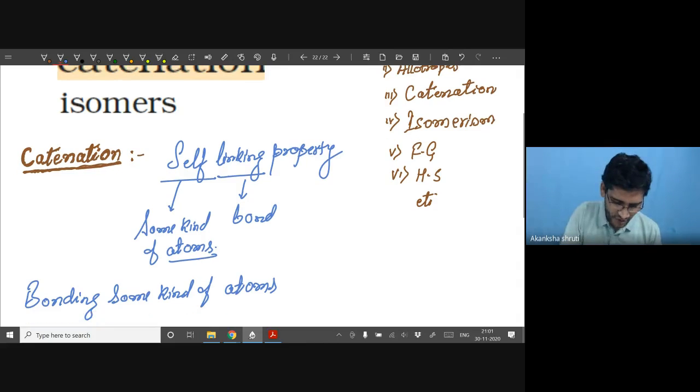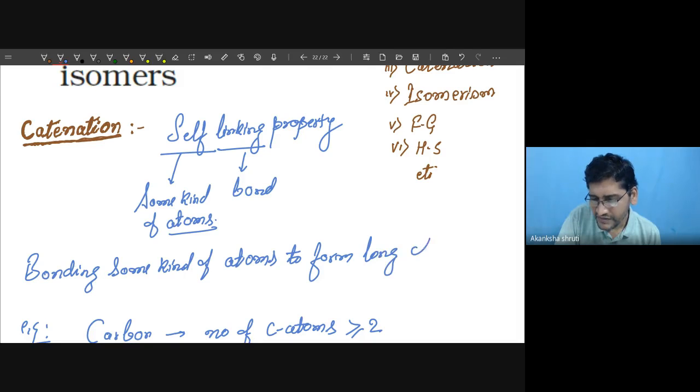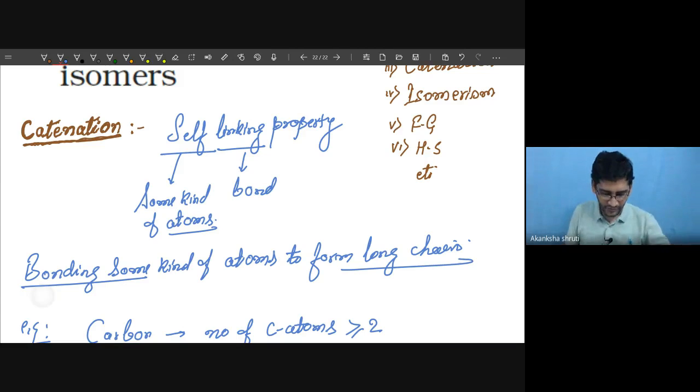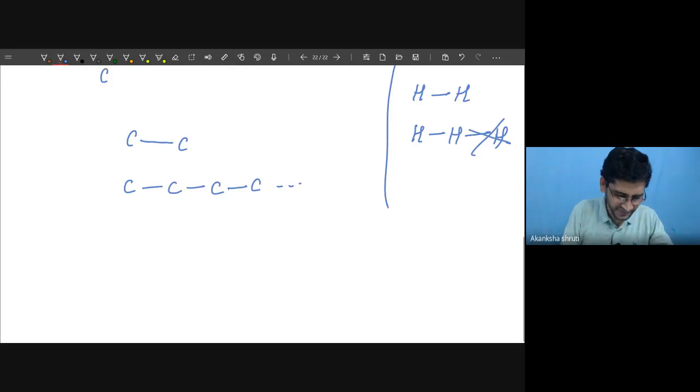So this leads to bonding of same kind of atoms to form a long chain. Okay, it is this one. So this way a long chain has to be formed. So let us define catenation. What is catenation? The definition is many times asked, so the definition is equally important.